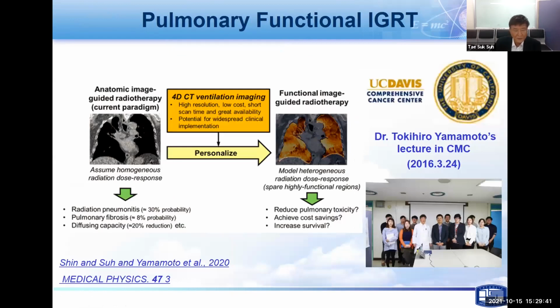Dr. Yamamoto's team at UC Davis developed a pulmonary functional IGRT, which is very good to evaluate lung localization using 4D ventilation imaging. Also, I will not discuss it in detail here. There is much information in the Journal of Medical Physics and the Red Journal for the pulmonary functional IGRT.